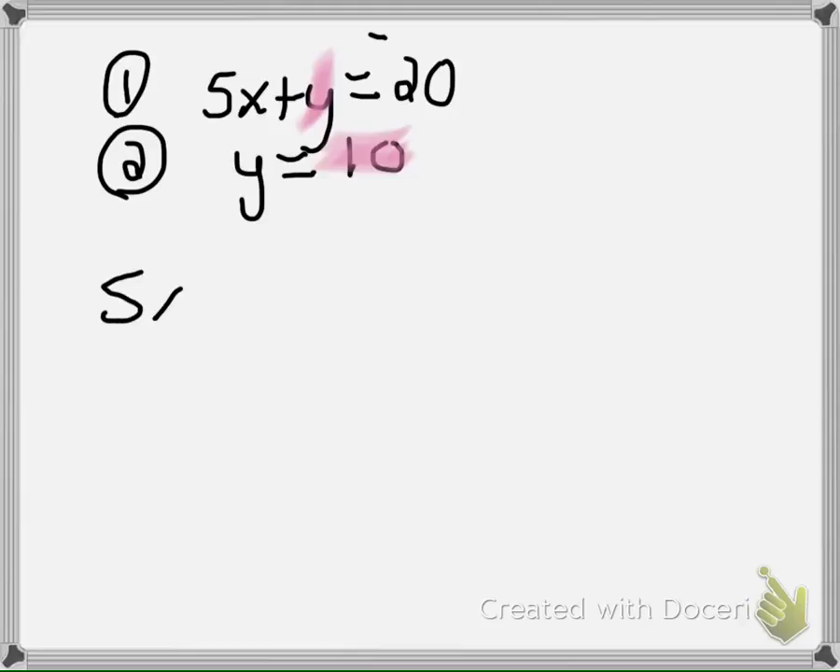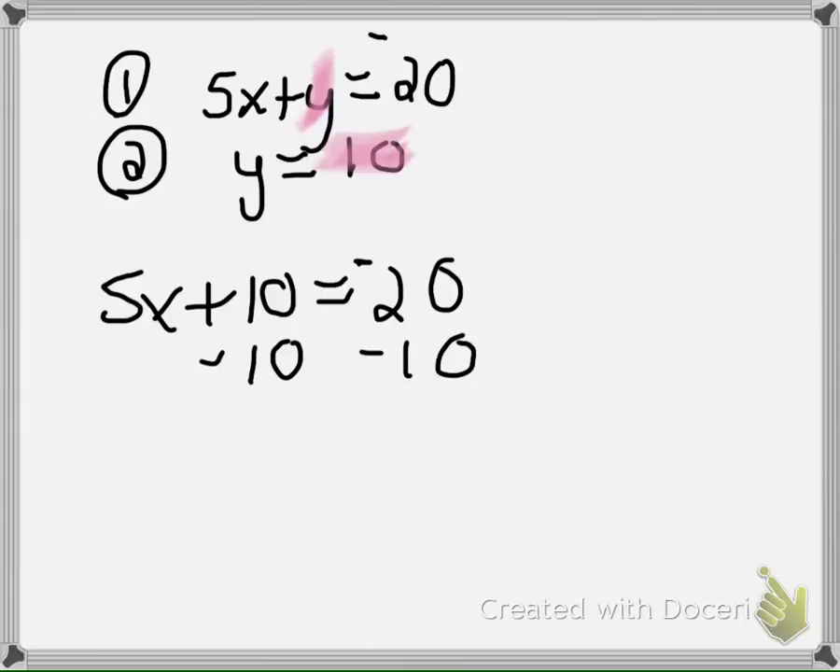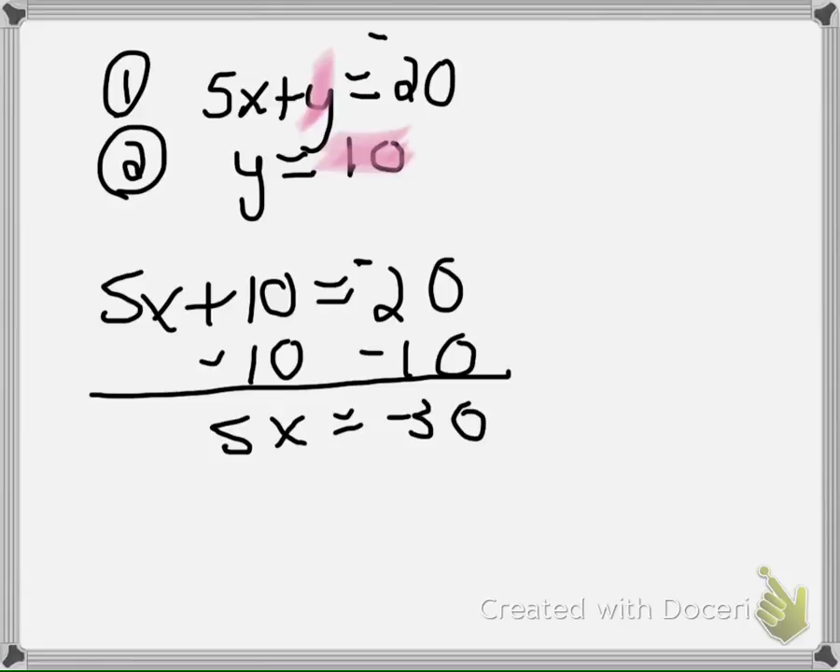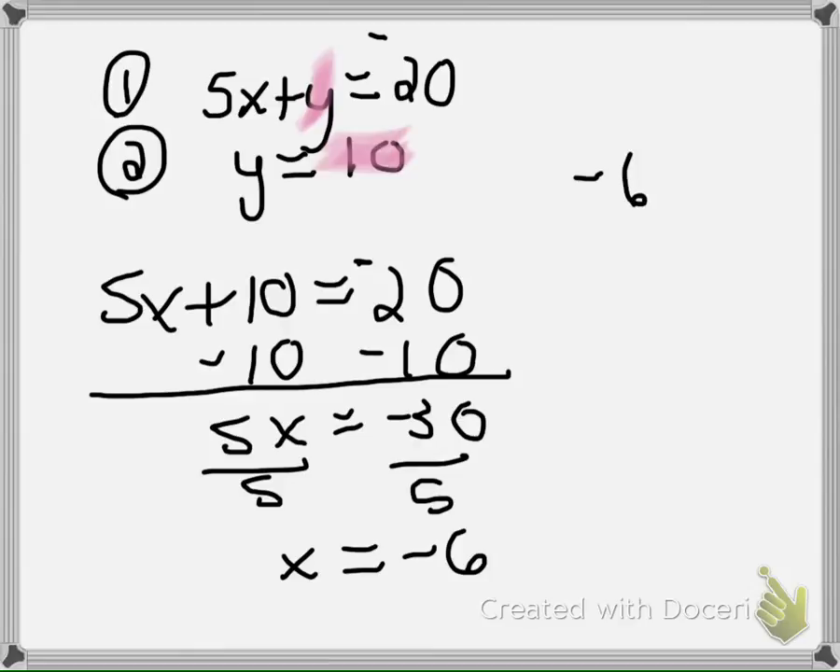So I'm going to go 5x plus 10 equals 20. And it wasn't 20, it was negative 20, sorry. Then I'm going to subtract 10 on both sides, of course, to get the x by itself. That's going to give me 5x equals negative 30. So then I'm going to divide by 5 here and divide by 5 here, and x is equal to negative 6, which means what I'd have to plug into IXL would be negative 6, comma 10. First problem.